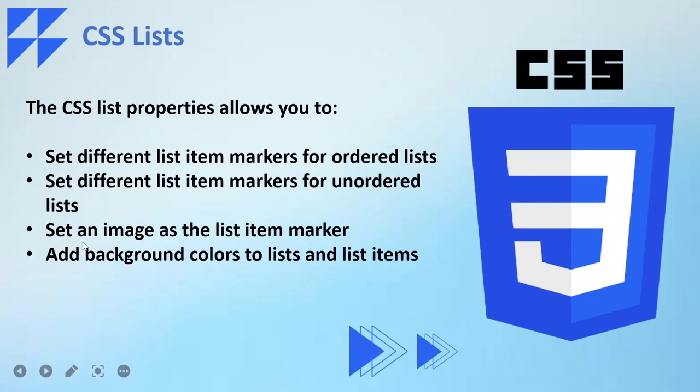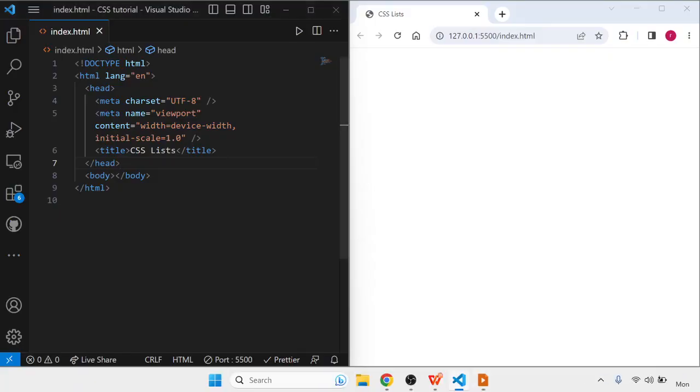Third point is to set an image as the list item marker. So instead of any circle or square, we can even keep an image as its marker. And the fourth thing is we can add background colors to the list and list items. So let's move on to the code editor and try to apply all these properties.